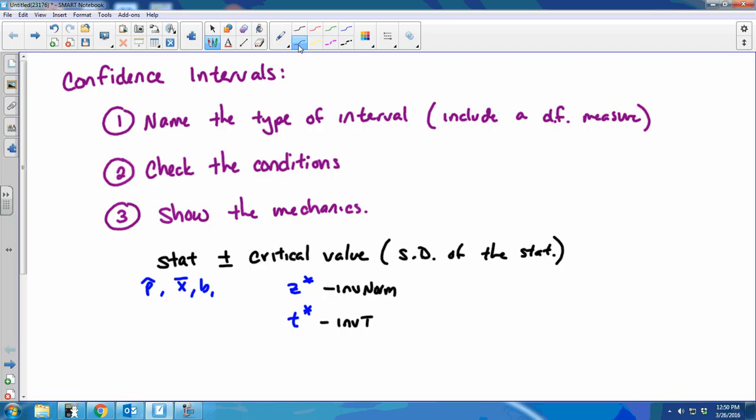Okay? So show the mechanics. And finally, you need to make a conclusion. What does your confidence interval mean? I'm blank % confident that. We're always trying to capture the true value. So the true proportion is, the true mean is, the difference between the proportions, the actual slope, right? We talked about how to report all of those in context, okay? That's confidence intervals. That's their 4 steps every single time.